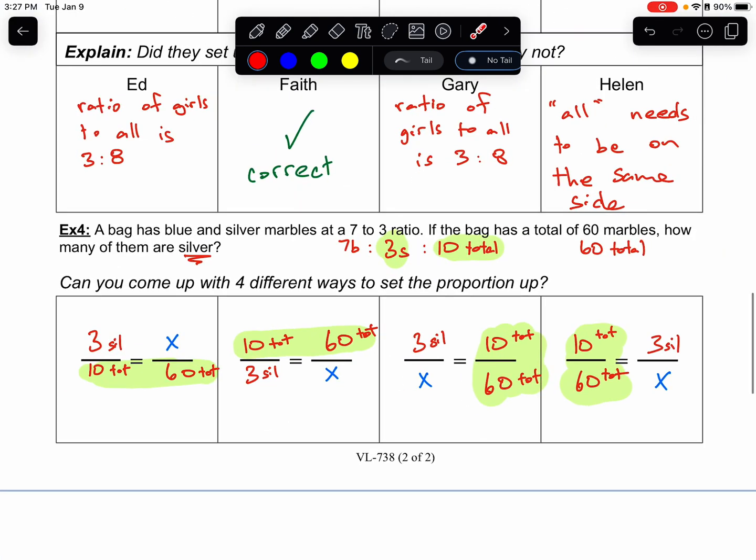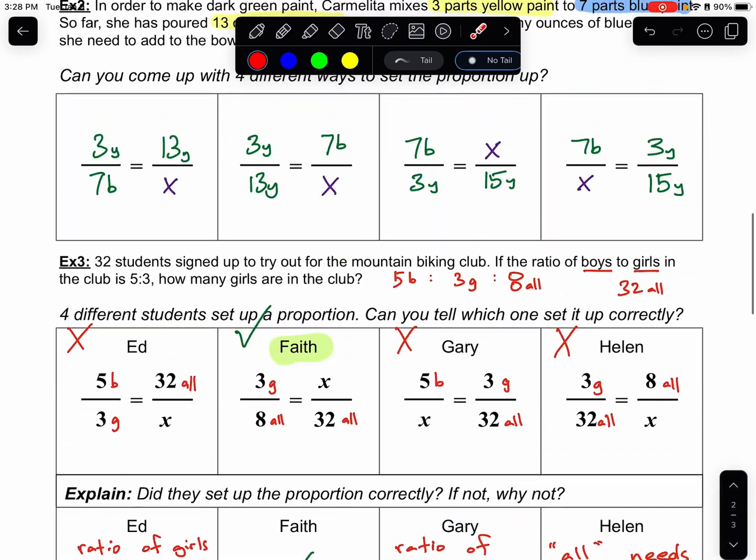solve for x. So anyways, go ahead and try some more proportions on your own, especially now that you know how to set them up in different ways. You don't have to set them up in different ways, but set it up in the way that you think works best for you. Go ahead and try some more on your own. Good luck.